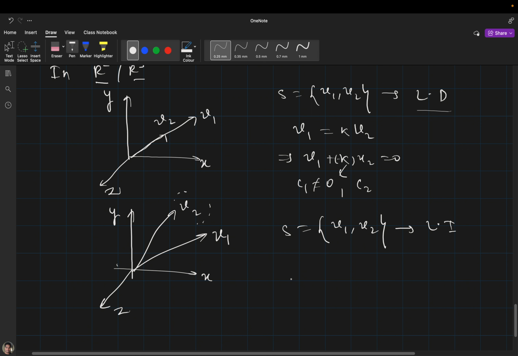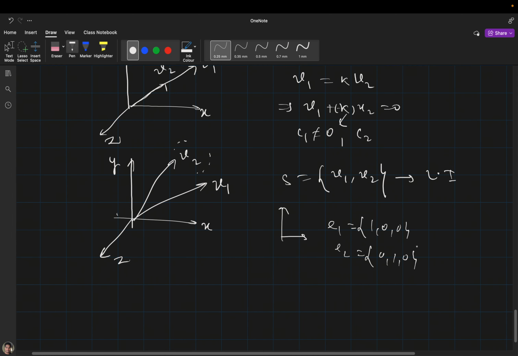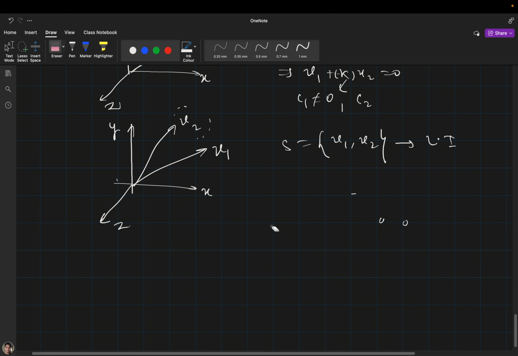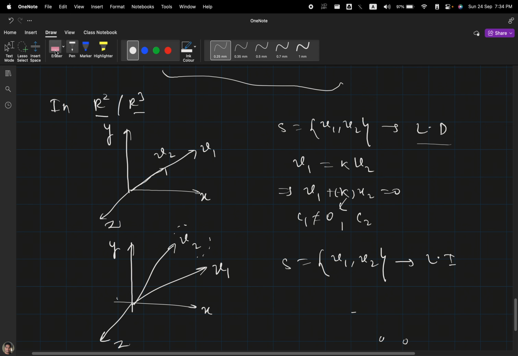If this is linearly independent, then you can also say that the e1 vector, that is e1 equal to 1 0 0, and the e2 vector, that is 0 1 0, are linearly independent. Can e1 be expressed in terms of e2? Never. So that's why there will be a situation, but we'll also discuss that. Okay, now take an example of R3.